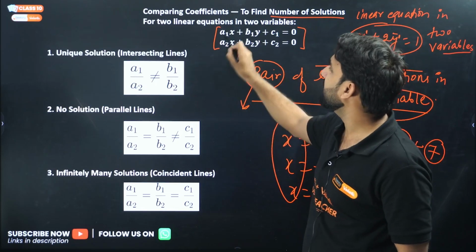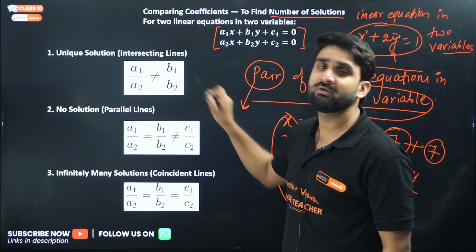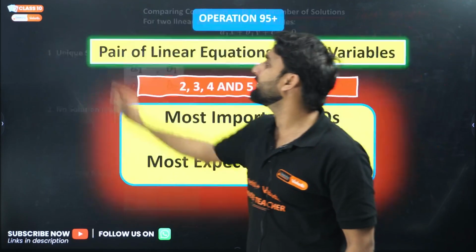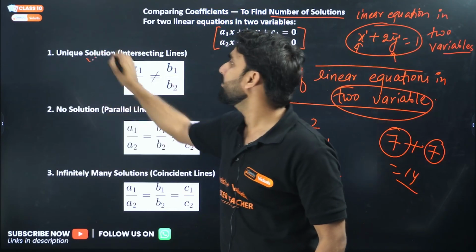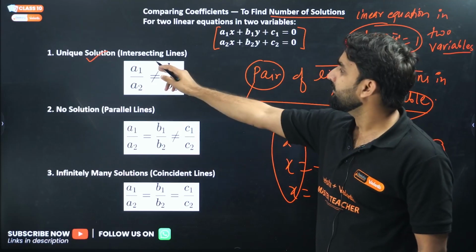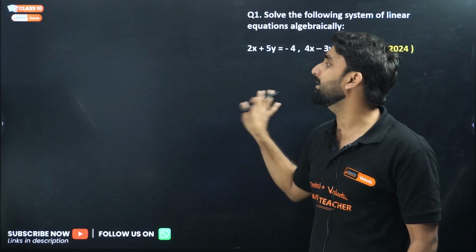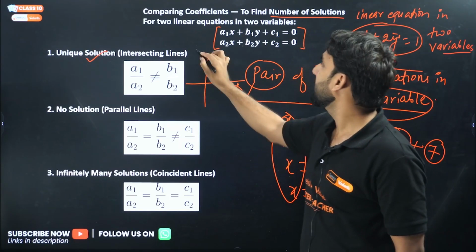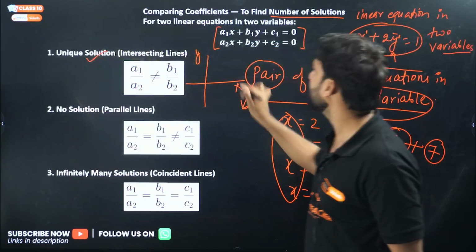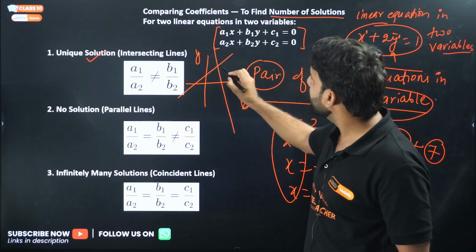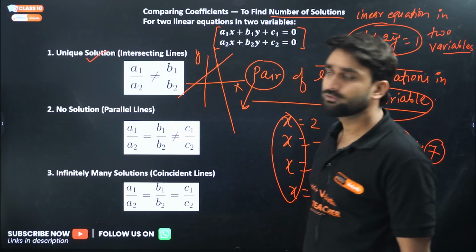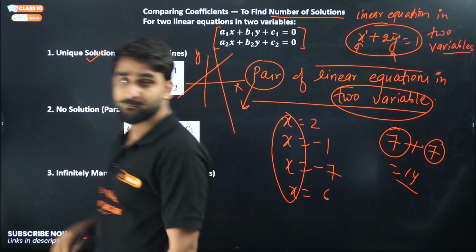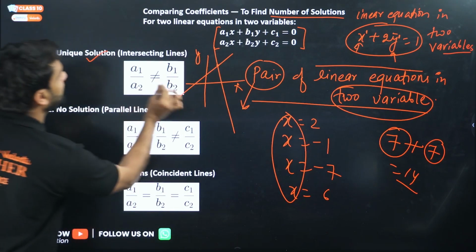If you are comparing a1 by a2, which is not equal to b1 by b2, right? So we can conclude that the linear equations will have a unique solution. And on graphical representation, the lines will be intersecting. Right, because look, this is the x-axis and this is y. I am drawing the first linear equation here this way, and the second is here. How many intersection points are there? Only one. So how many solutions will there be? One solution, and this is called a unique solution. So without solving, you can find out. You have to compare the coefficients.